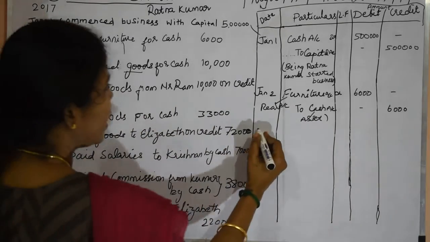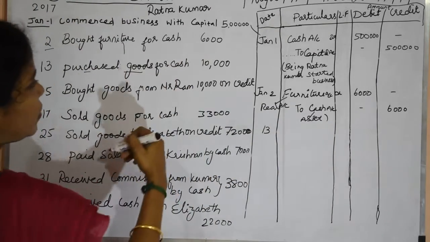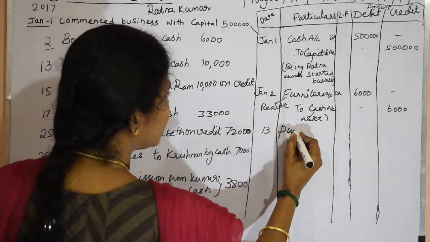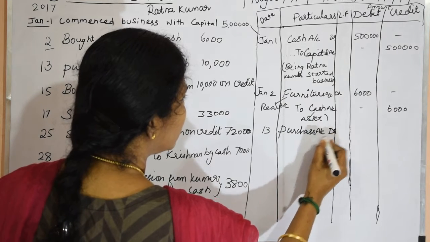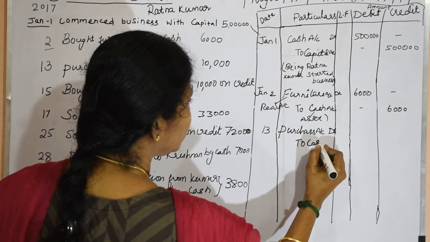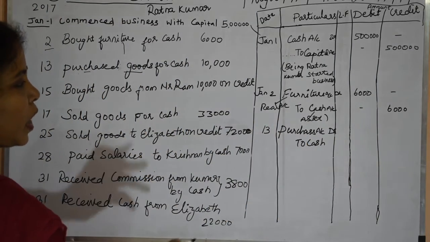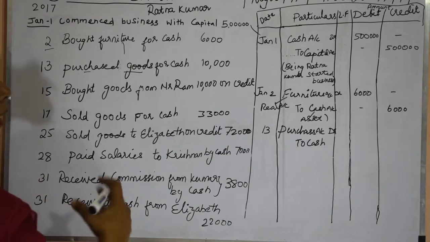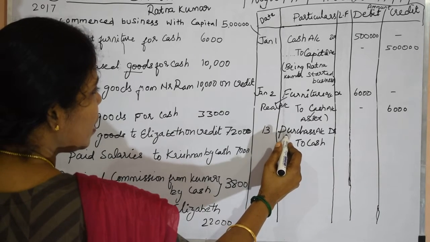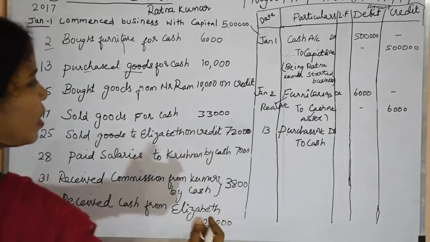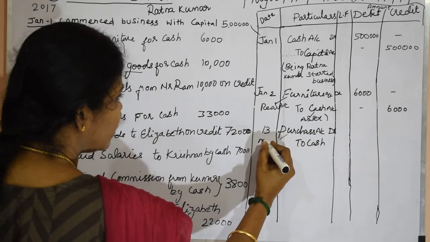The date is Jan 13th. Jan 13th, purchased goods for cash 10,000. So purchase account debtor to cash. Purchase is a nominal account. What is the rule of the nominal account? Debit all expenses and credit all gains and incomes. Here the nominal account rule is debit all expenses. Purchase is an expense for us, so purchase account is the nominal account.